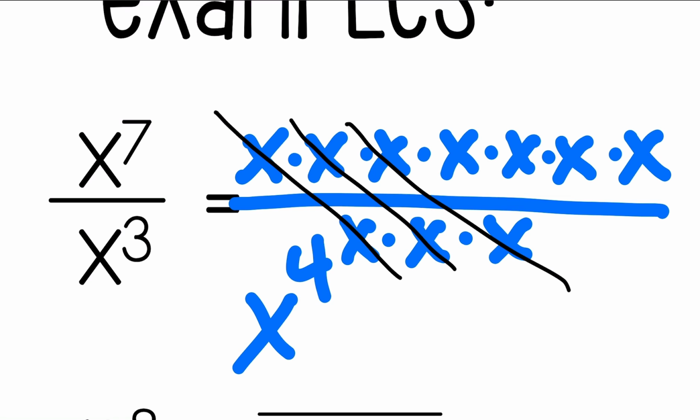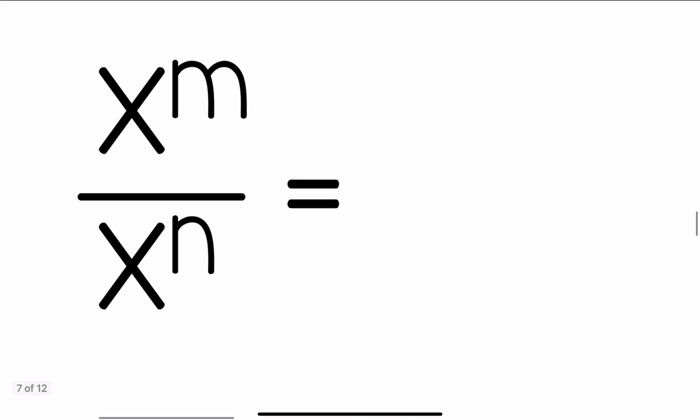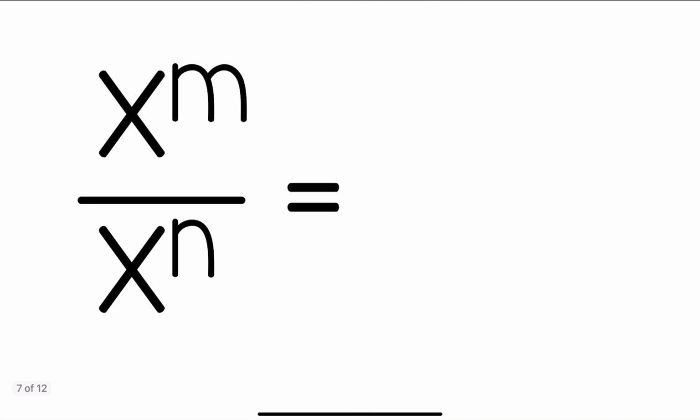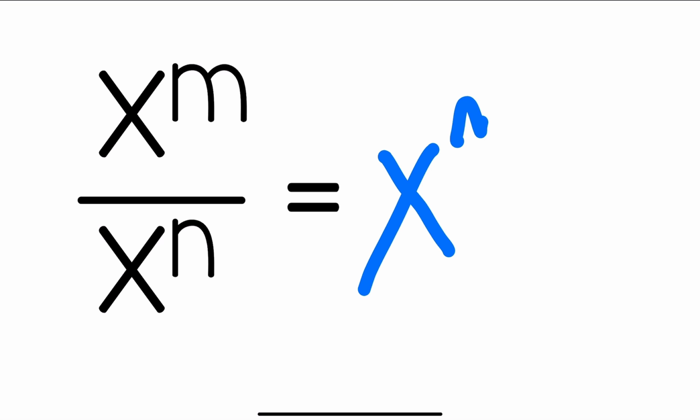So let's think about this. What did we do with the 7 and the 3 to get to 4? Well, it looks like we subtracted them. 7 minus 3 will give us 4. So that will be our rule. If we have a situation like this where we have our fraction bar, we can say that our base x is going to be our top exponent minus our bottom exponent. So we have x to the m minus n. So let's use that to solve the rest of these.